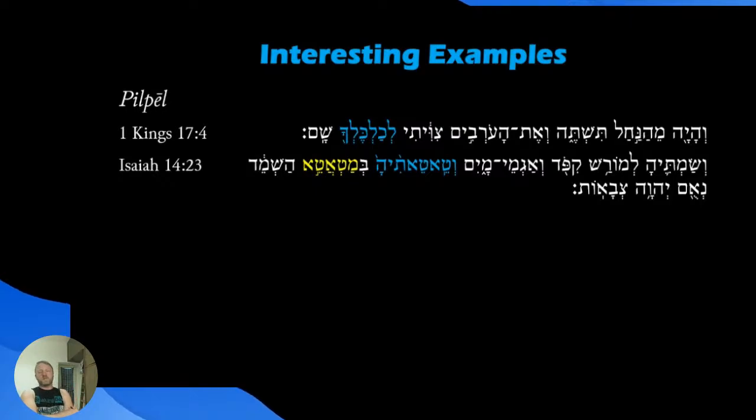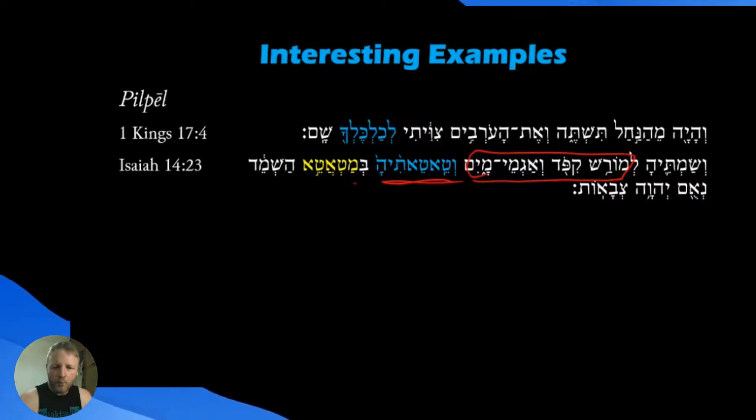Isaiah 14:23 says, "V'samtiha lemoresh kipod ve'agmei mayim v'titetiha." That's an ugly word. "Tetetiha be'matatei hashmed ne'um Adonai tzvaot." Adonai tzvaot, Adonai Elohei tzvaot. And I have made her a moresh kipod. I'm not sure about these words. We don't really care. What we care about is: I will sweep her with a broom of destruction, says the Lord of hosts.